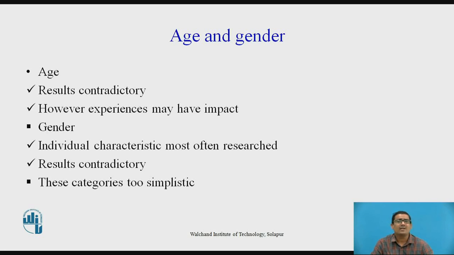These things, age and gender, tell us the research is contradictory, so we just cannot come to the conclusion that people who are elder in terms of age and experience are better ethical decision makers as compared to young people, or maybe that males are better decision makers than females or vice versa.